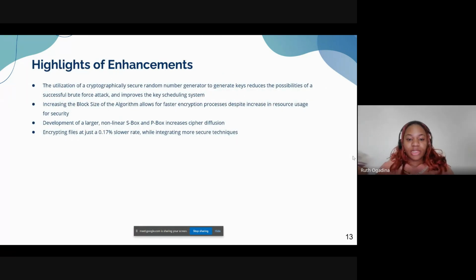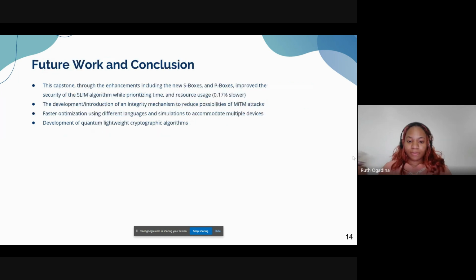So this is a summary of the enhancements I made. I improved the key scheduling system by using a cryptographically secure random number generator. I also increased the block size to allow for fast encryption processes while still prioritizing security. And my result was that my algorithm was only 0.17% slower than the original algorithm, while still being more secure and having multiple security features. And the new larger S-box, since it's not restricted from 0 to 16, allows for more diffusion and less correlation between the ciphertext generated and the original inputs.